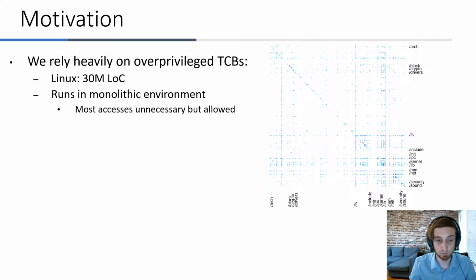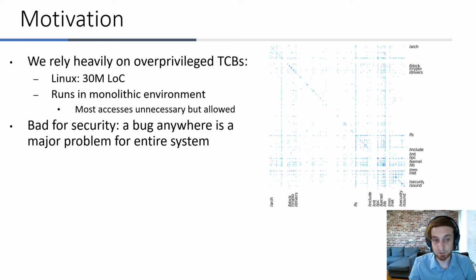They represent overprivilege. This state of overprivilege is certainly bad for security because it means a bug anywhere could be a major problem for the security of the entire system. Most studies find bug rates to be rather high, on the order of 1 to 10 per 1,000 lines of code or so, and so that means we can expect our monolithic systems to have bugs in them, and it's really bad if a bug anywhere can be used to compromise the security of the entire system.